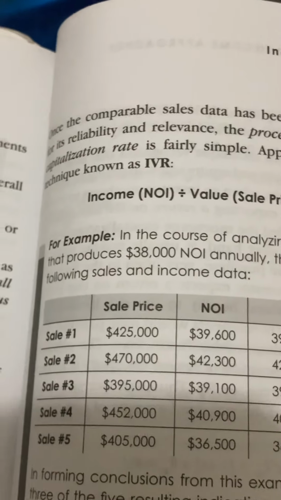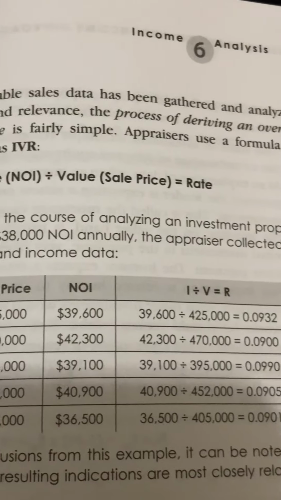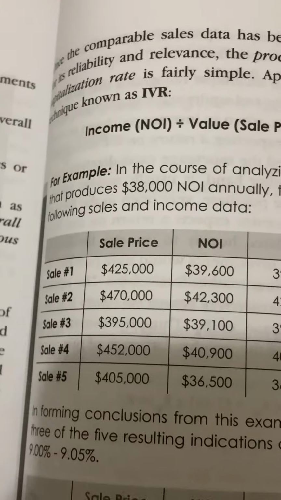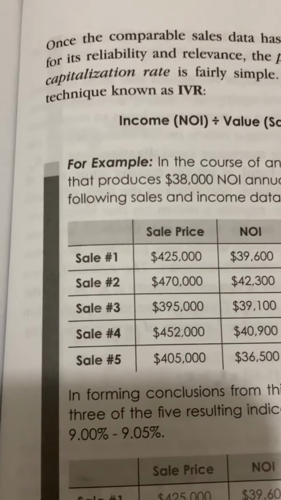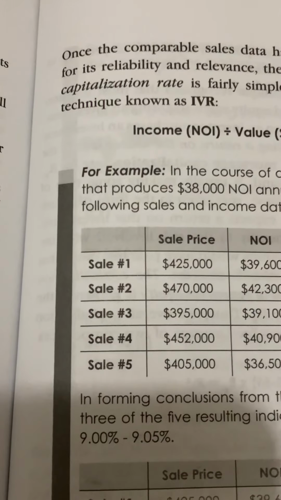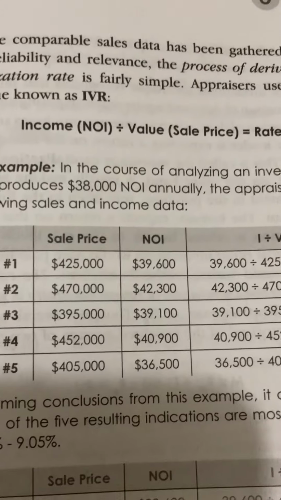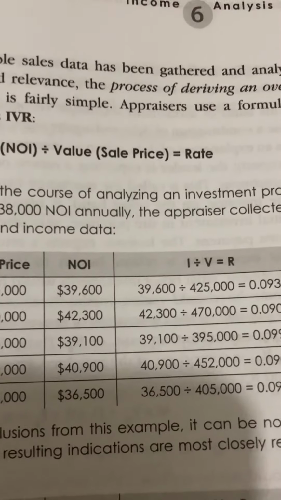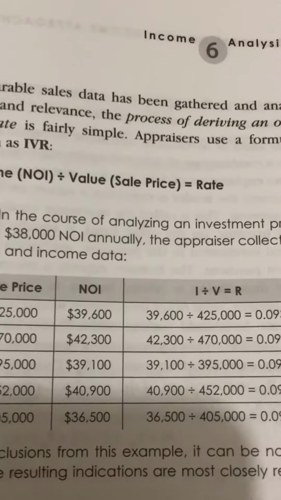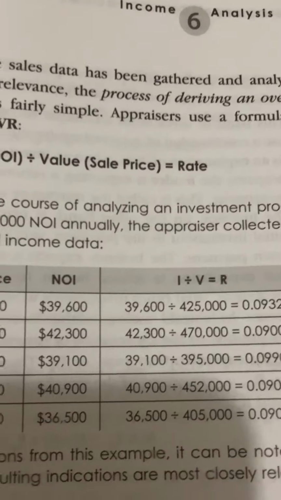For example, in the course of analyzing an investment property that produces $38,000 net operating income annually, the appraiser collected the following sales and income data. Sale number 1 sold for $425,000. Its NOI was $39,600. I, income, divided by V, value, equals R.